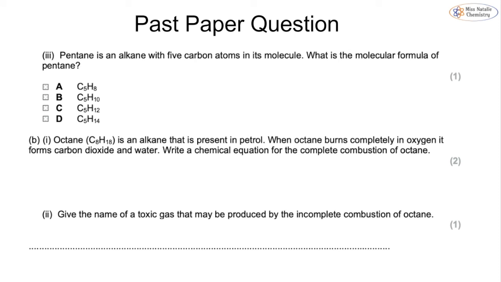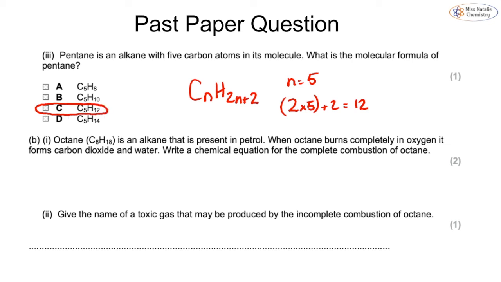So pentane is an alkane with 5 carbons in its molecule. What is its molecular formula? Well, this is where we could use that general formula that they told us. Pentane is one of the ones that you should know, but you can always double check. So CnH2n+2, if n equals 5, 2 times 5 plus 2 is 12. So I should have C5H12, meaning that my answer is C for 1 mark.